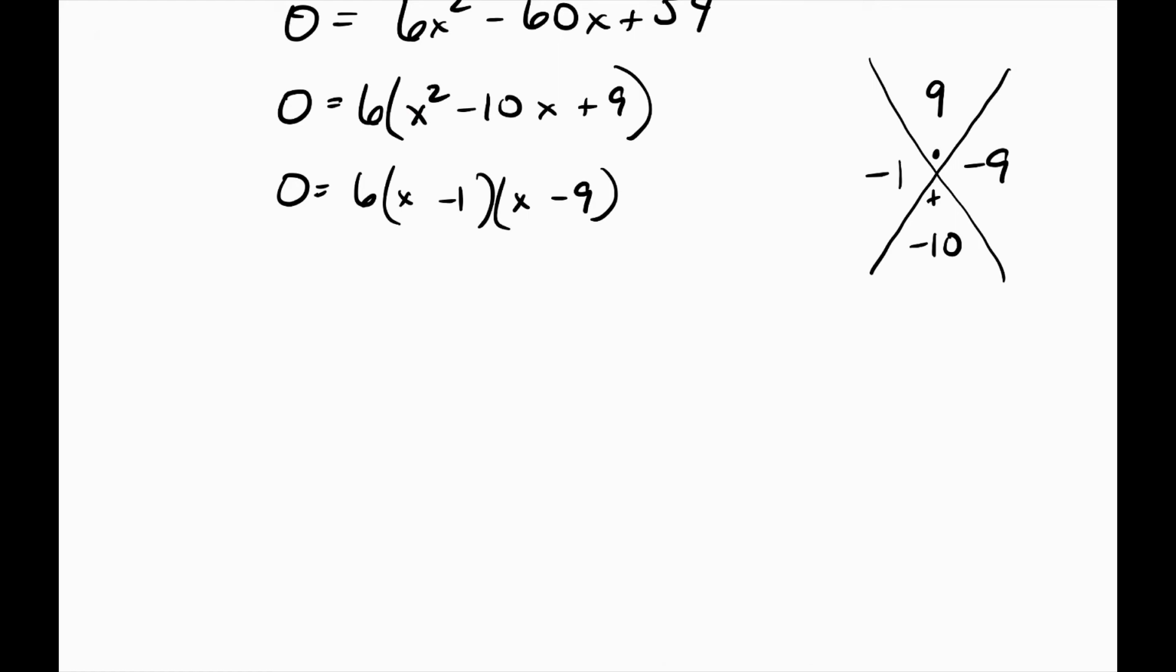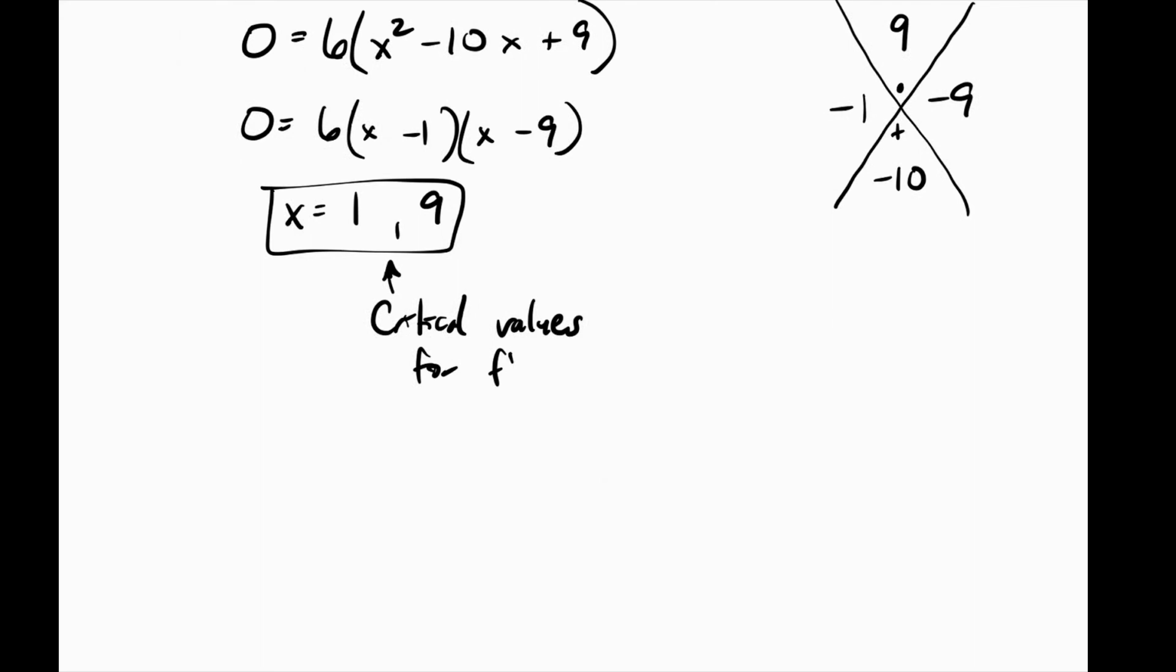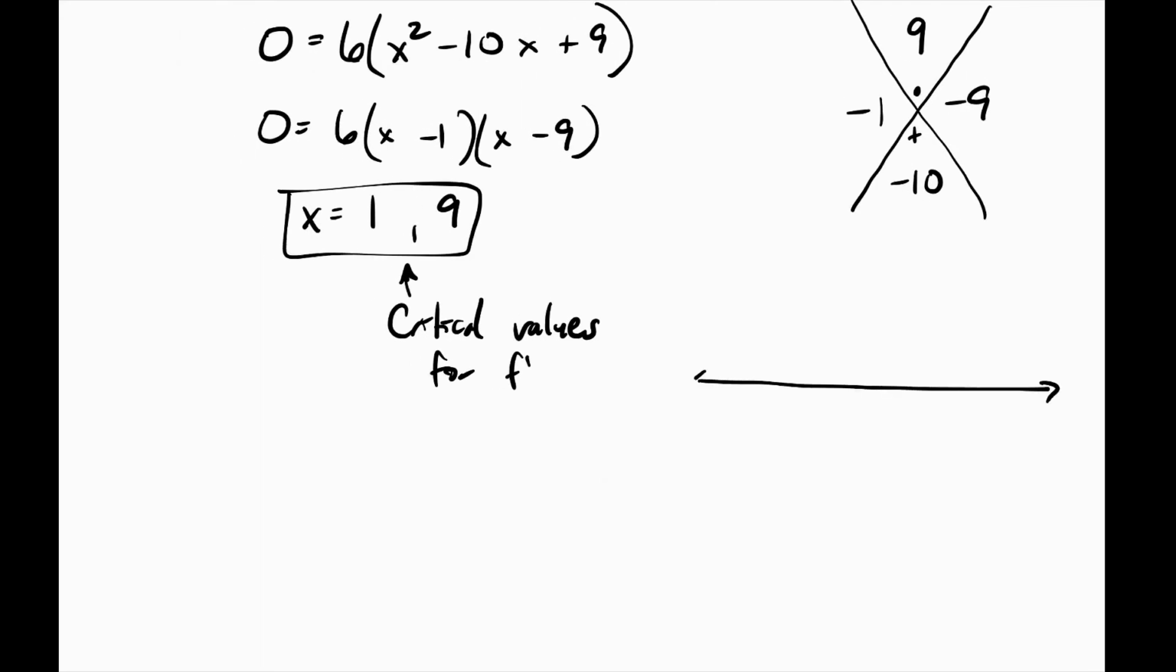Okay, so we get 2 answers. What are the 2 critical values? 1 and 9. Positive 1, positive 9. Those are our critical values for the first derivative. Okay, first derivative test, number line. We got positive 1, positive 9.